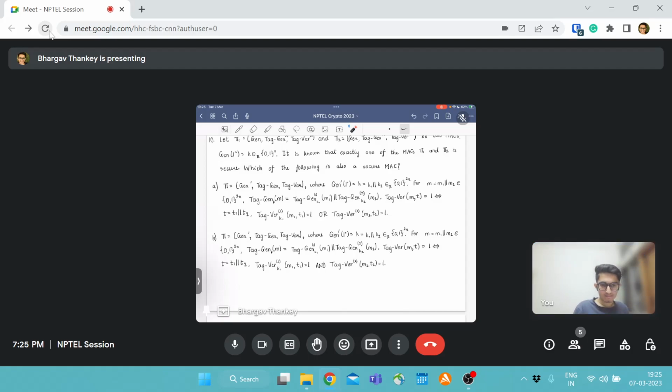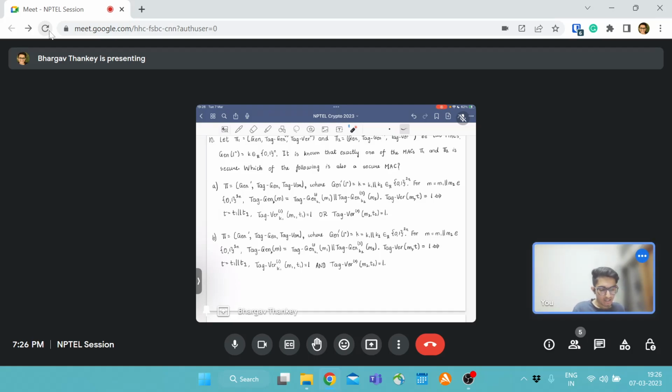Because it's taking two tag verification, right? Right. Okay, so what can go wrong if we just verify one tag? So what can go wrong in scheme A? If any one of the tags is correct, then it is accepted in the first case, option A. Right. But in the second option B, both must be true. Then only it will be accepted as a secure MAC. Right. So okay, but the question is, which of these is a secure MAC, right?